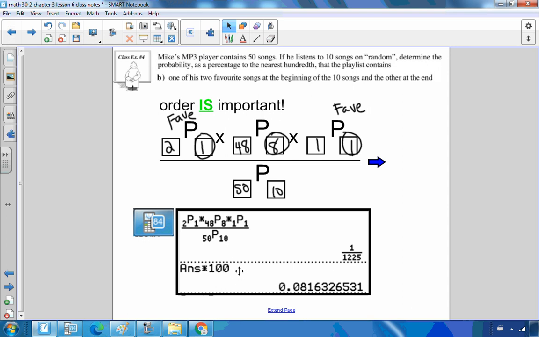I want it as a percentage. So you can see here's the percentage to the nearest hundredth, 0.08% chance. So not very likely because I made a specification of order.